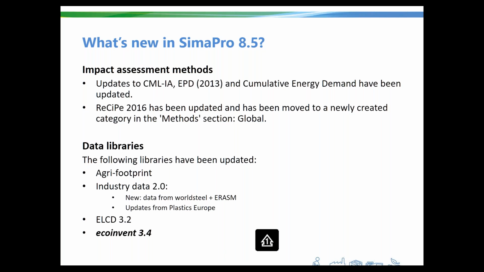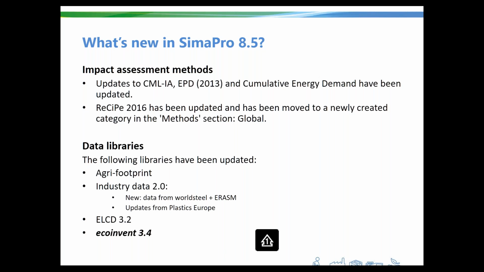We had some updates in CML, the EPD method, and the energy demand method. There were also some corrections in ReCiPe 2016. It can now be found in a global category. It still does not include normalization and weighting, since we're still waiting for that from the method developers. As soon as we get that from them, we'll be able to update and add that in SimaPro as well. You can find more details about which flows have been updated in the comment sections of the methods themselves, as well as in the document What's new in SimaPro 8.5.